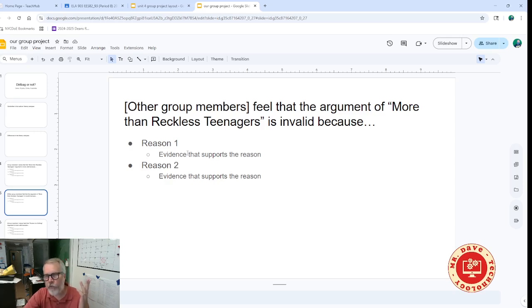So if you're arguing that "Romeo Is a Dirtbag" is the more valid argument, then tell me why some of the things that "More Than Reckless Teenagers" says are invalid. Why does it not work for you? Tell me what the author of "More Than Reckless Teenagers" says, and then tell me why that thing is wrong. Give me at least 2 of those. You can definitely give me more, but give me at least 2. Again, these things should be in your own words.